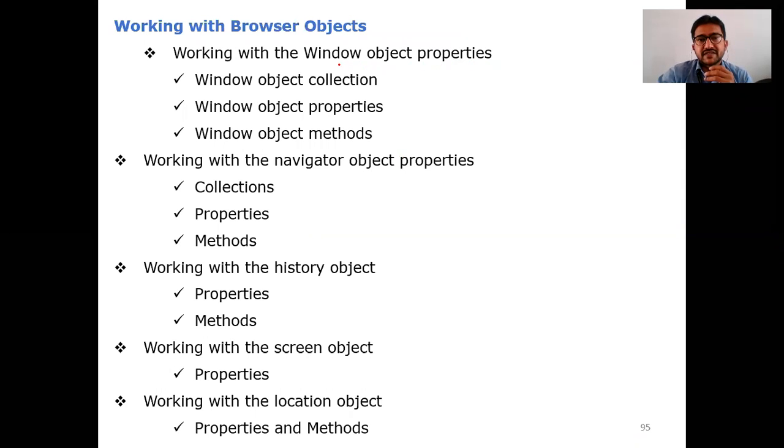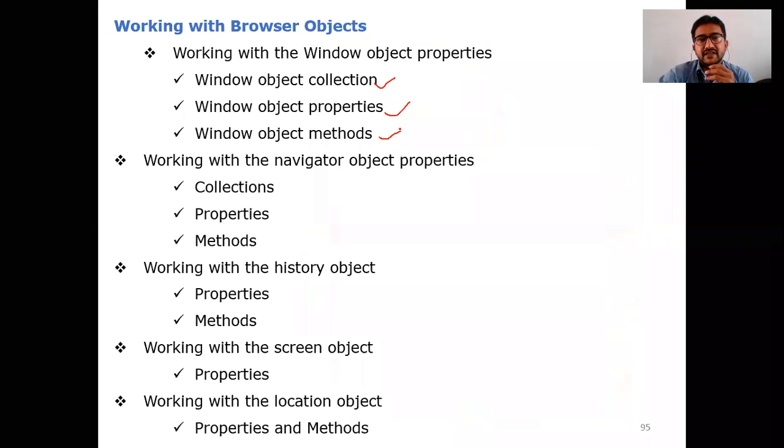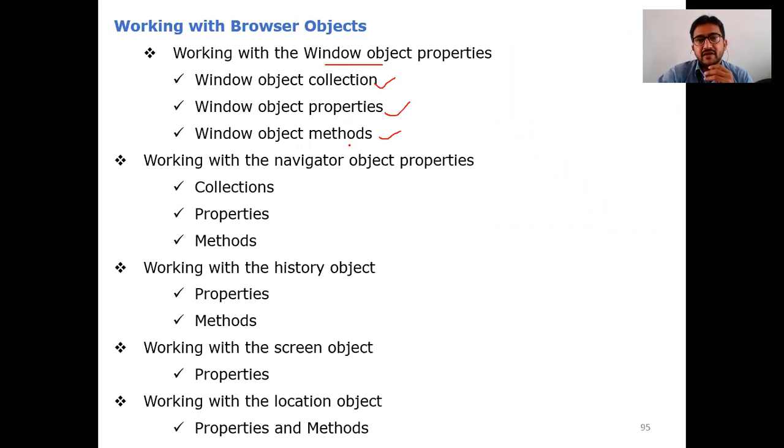The first one, as I said, this is the agenda, the topics we are covering. For every topic, if you observe closely, there will be collections, properties, and methods. Means for every object. Just now we have seen a figure, right? Window, navigator, history, screen, location. So for every object we may have collections, properties, methods.